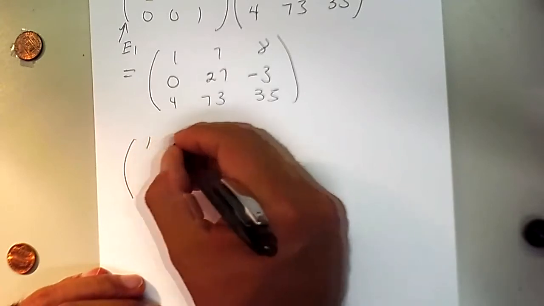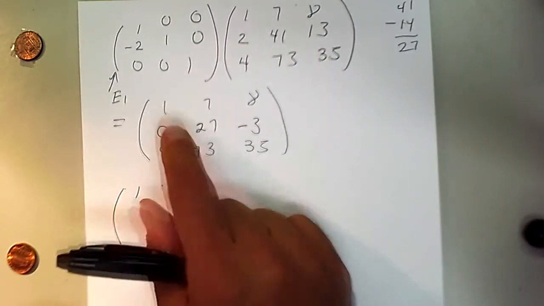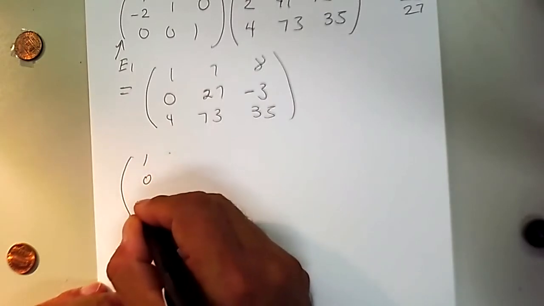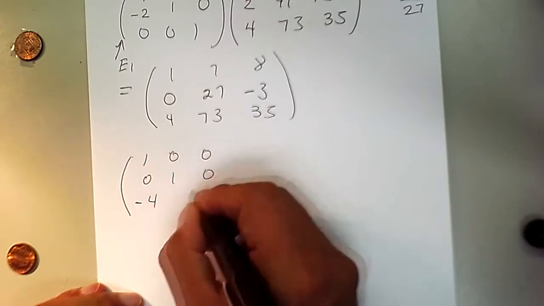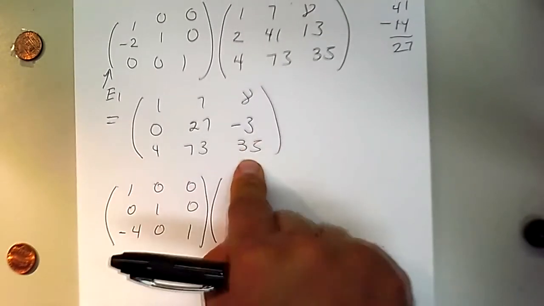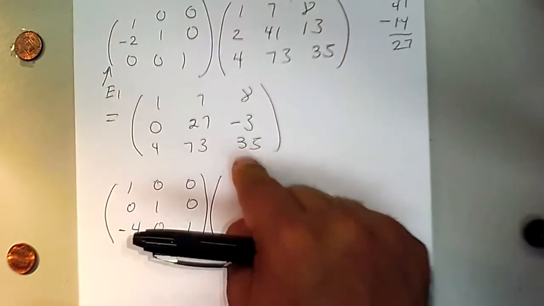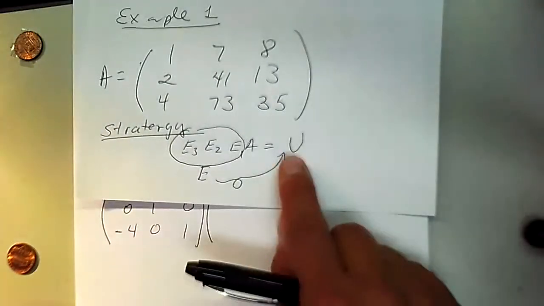Okay, so now we need to find a second elimination matrix. We want to get rid of this 4 using this 1. So the column here would be 1, 0, -4, and then the rest will be an identity matrix. And we multiply with this new matrix. Now, this is not A. This is a new matrix that is getting closer to becoming an upper triangular matrix.